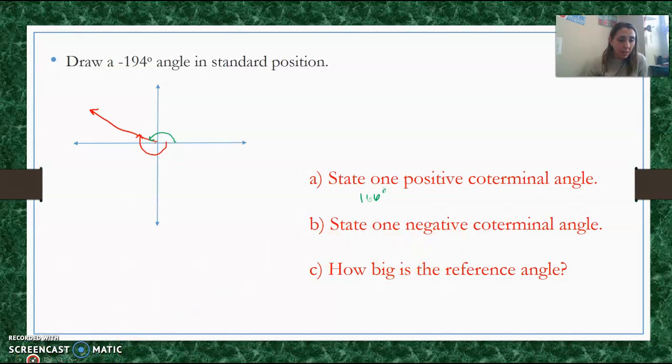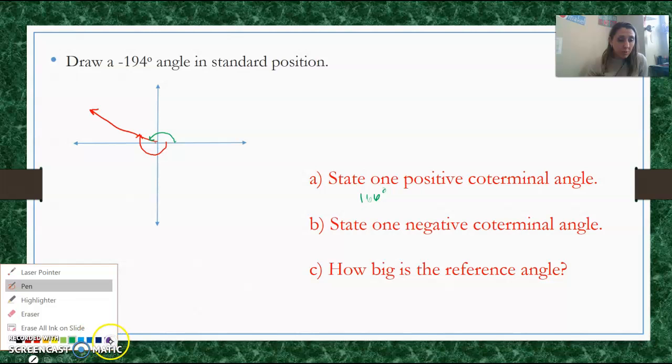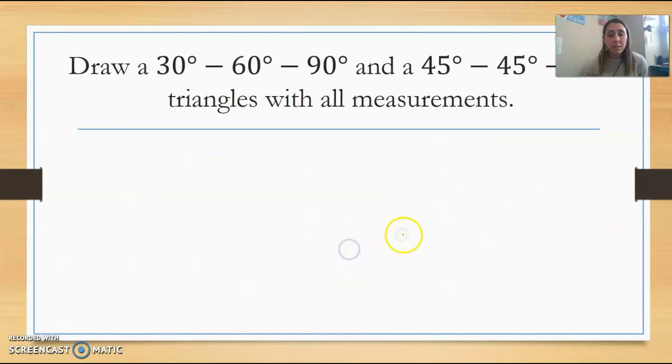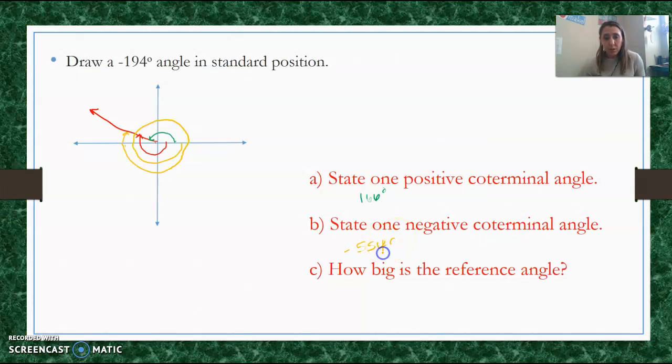State one negative. Okay, I'll do a different color. We'll do orange for the other one. So I'm going to start at 0 again. If I start at 0 here, that's negative 194, but that's the same angle. So I'm going to go all the way around. All right, I'm at negative 360, negative 450, negative 540, and then 14 more degrees between here and here. And that would give me negative 554 degrees.